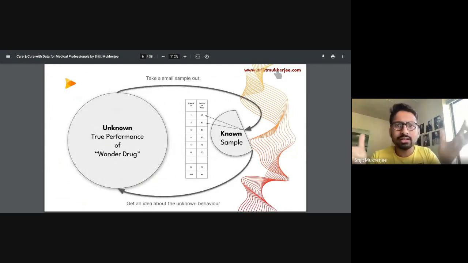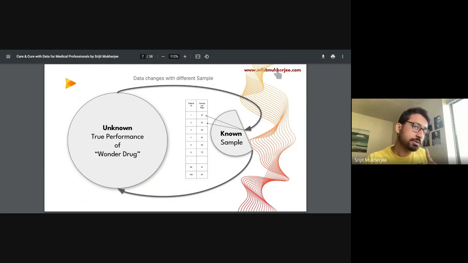Let's discuss the basic statistical principles and inference. Let's say there is an unknown true performance of the wonder drug. We do not know it, so we take a small sample, that is the 100 patient data set, a known sample, and from that sample we get an idea about the unknown behavior. But remember, with every sample the data changes, hence the prediction also changes. So how do we make an informed decision with this variability in mind?